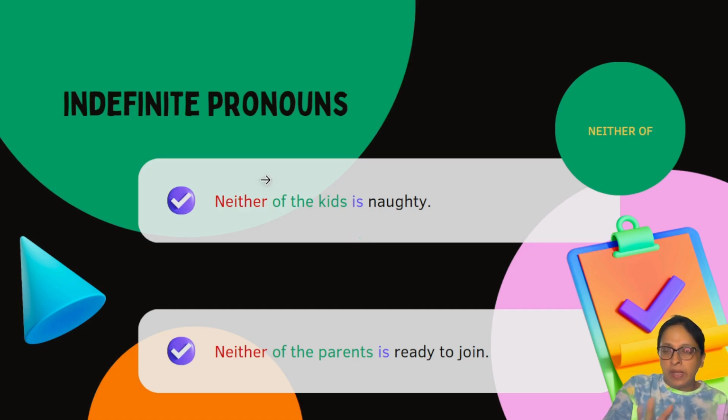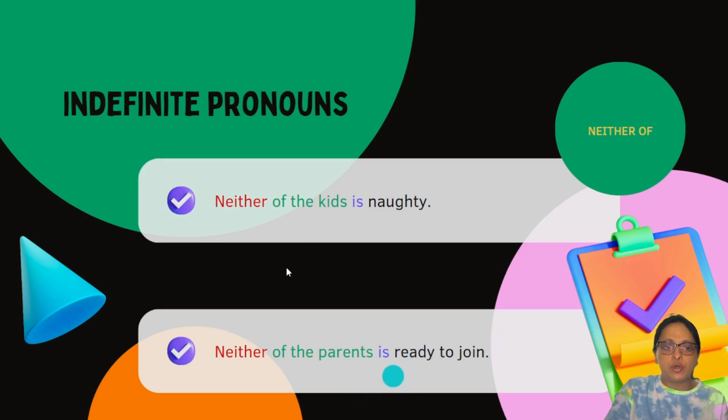To make it easier for you, I suggest you just remove the prepositional phrase of the kids from the sentence and then try to answer the question. If it had not been there, the sentence would be neither dash naughty. Neither is a word which takes a singular verb, we know it. So it has to be neither is or was naughty, according to the tense of the sentence, we are going to put a singular verb. Okay? So let us see another example. Neither of the parents is ready to join.